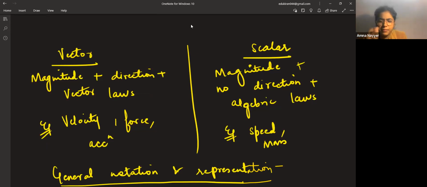Simple addition, subtraction, multiplication, division, these are valid in your scalar quantities. If I give you distance, distance is a scalar quantity. If I give you speed, speed is a scalar quantity. So you can add two speeds directly. You can subtract, you can divide, you can multiply. All these 4 basic algebraic laws, your trigonometry, all your basic algebraic laws will be valid.